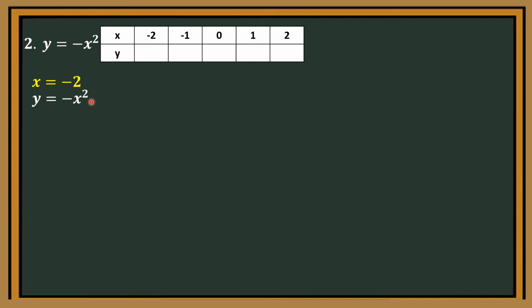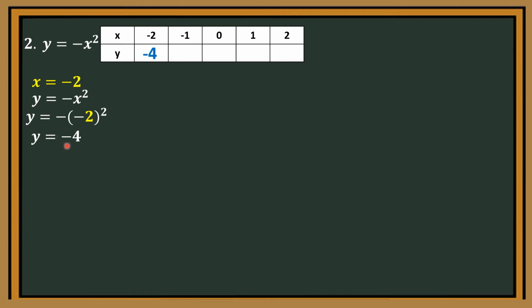Then, let us substitute now. Ibig sabihin, papalitan natin yung x ng negative 2. So, magiging y is equal to negative, you just copy negative, then si x, it will become negative 2, and then copy squared. Then, simplify, y is equal to negative 4. Paano naging negative 4? Negative 2 squared is negative 2 times negative 2. Dalawang beses ang negative 2, kaya ang sagot ay positive 4. Pero meron ka pang negative sa labas. Kaya negative 4 ang sagot.